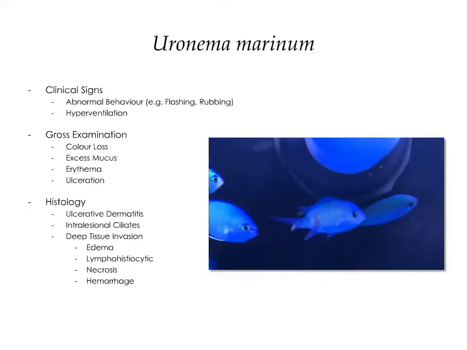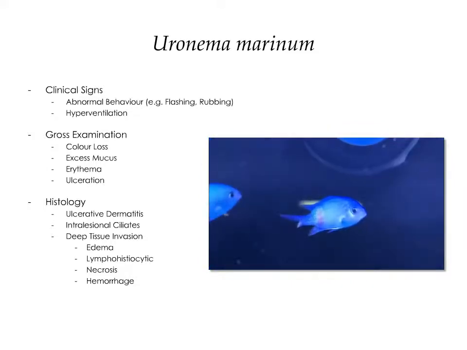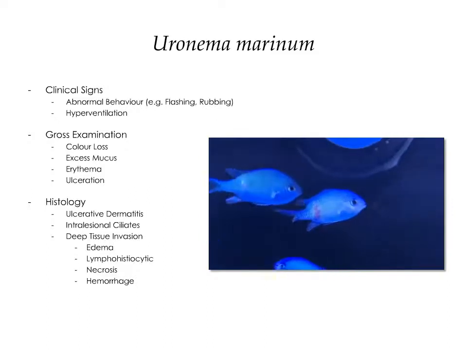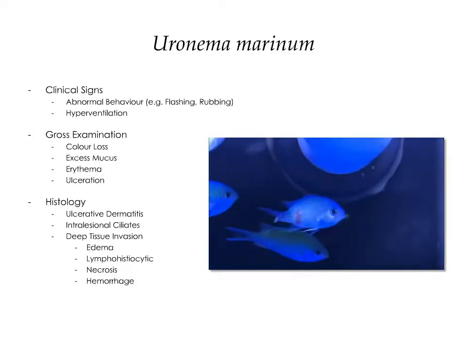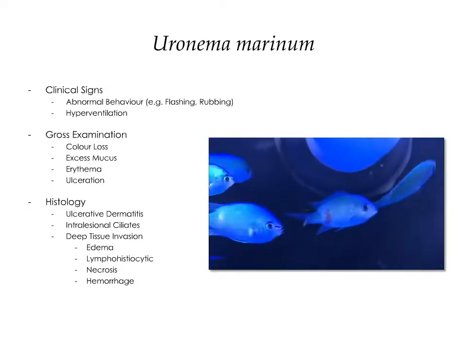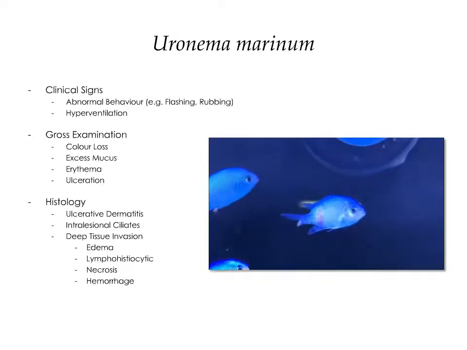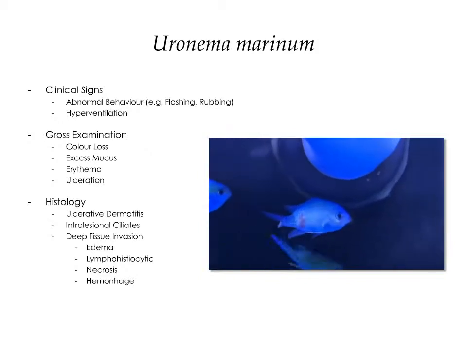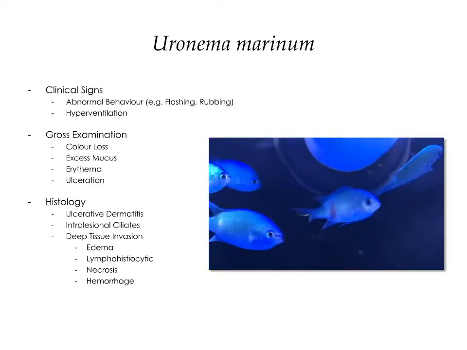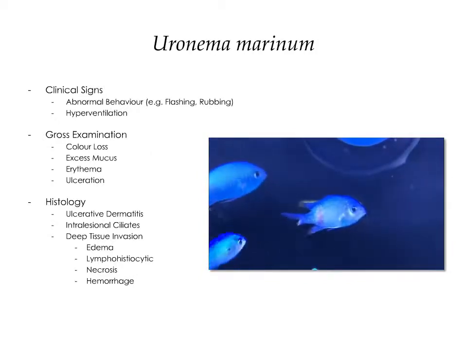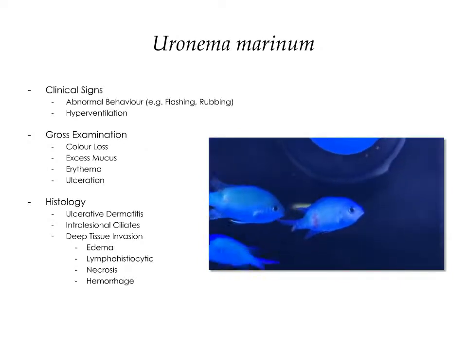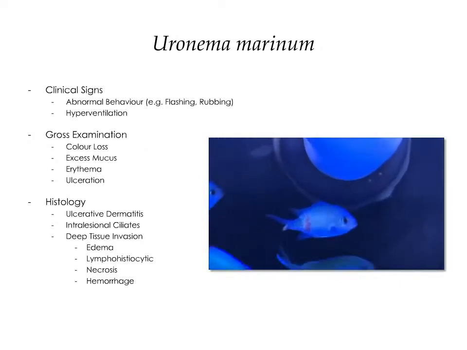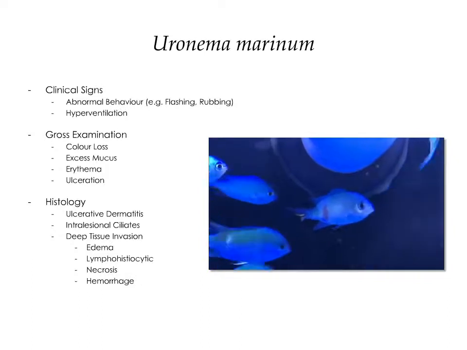Histologically, the most common lesion is ulcerative dermatitis. Large numbers of ciliates may be present within areas of inflammation. A characteristic feature of the parasite is deep tissue invasion. Where most protozoa remain near the surface, Uronema marinum can invade deep within the tissues. For this reason, the infection is often difficult to treat. Invasion is associated with edema, lymphohistiocytic inflammation, tissue necrosis, and hemorrhage.